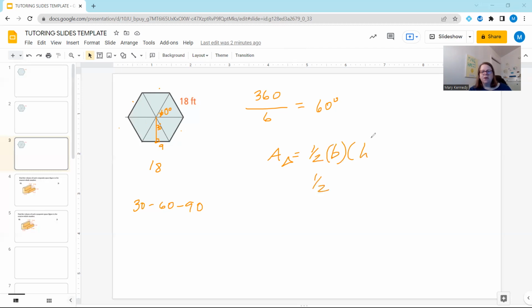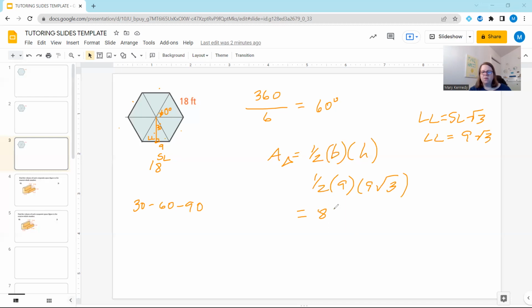And so we already know the base is 9. We just need the height here. So think about, 9 is the short leg, and this would be the long leg because it's across from the 60-degree angle. So the long leg is the short leg times the square root of 3. So the long leg is 9 times the square root of 3. Okay, so think about that. That is our area of our triangle.